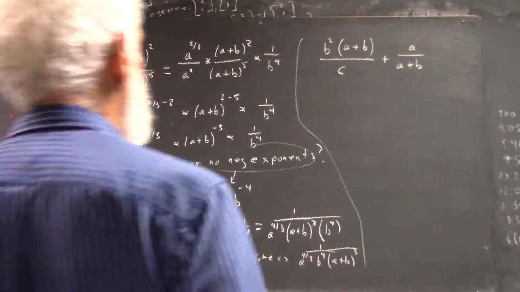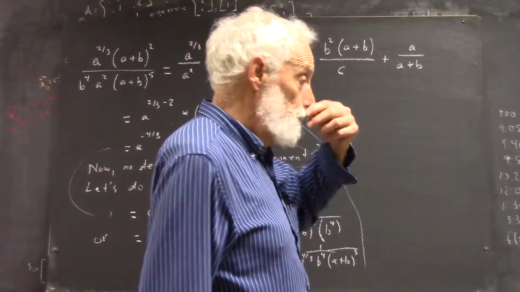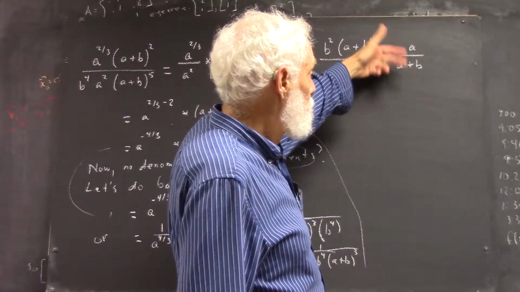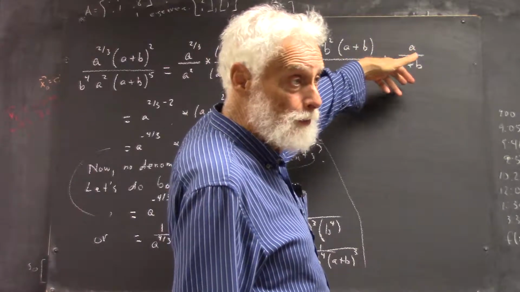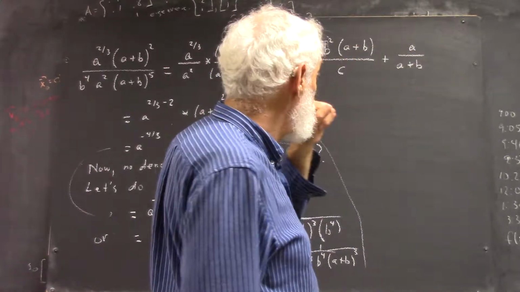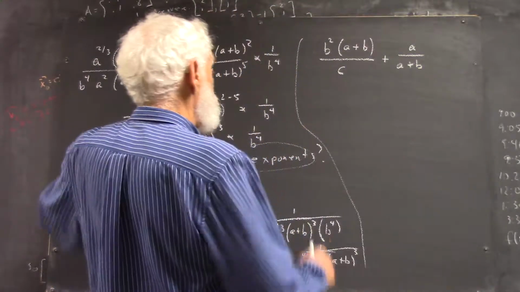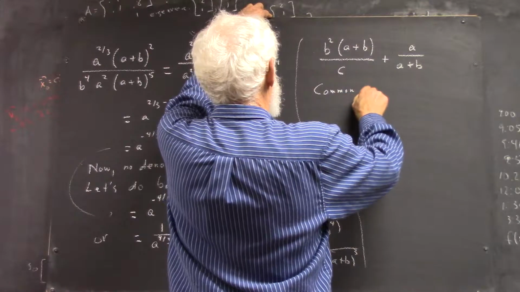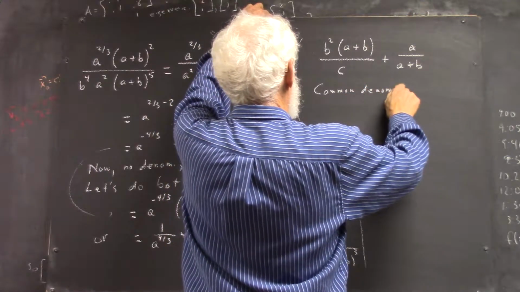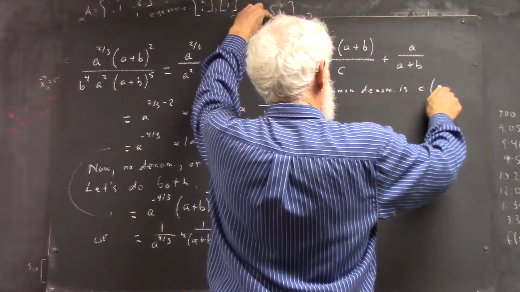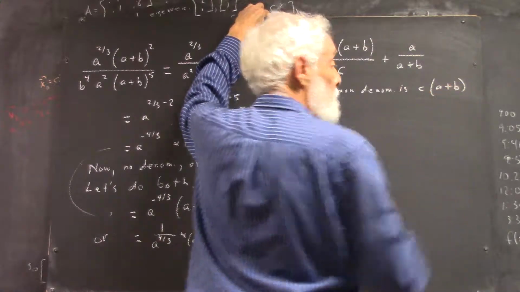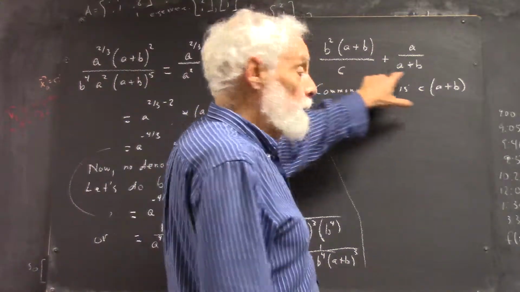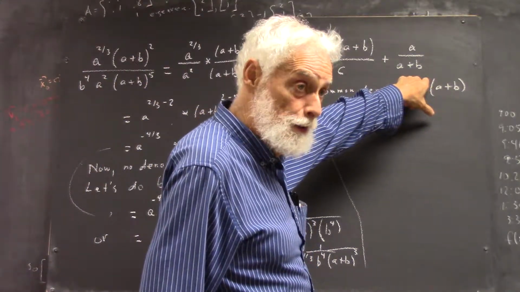Okay, we have two rational expressions: a fractional expression with some symbolic expressions, and a symbolic fractional expression here. Those are called rational expressions, okay? And the thing we want to see here is that the common denominator is C times A plus B, because that's how we add expressions that have denominators: we find a common denominator.